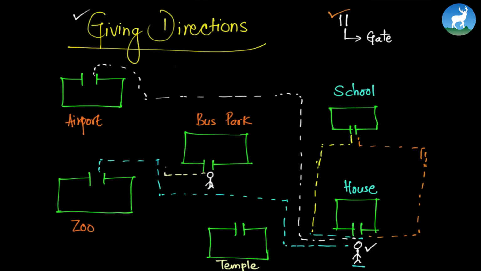From the junction, if you walk a little up, you'll find another junction, and from there take the first turning, take the turn on your right and walk ahead, and you will find the airport on your left. Right, so this is the direction.